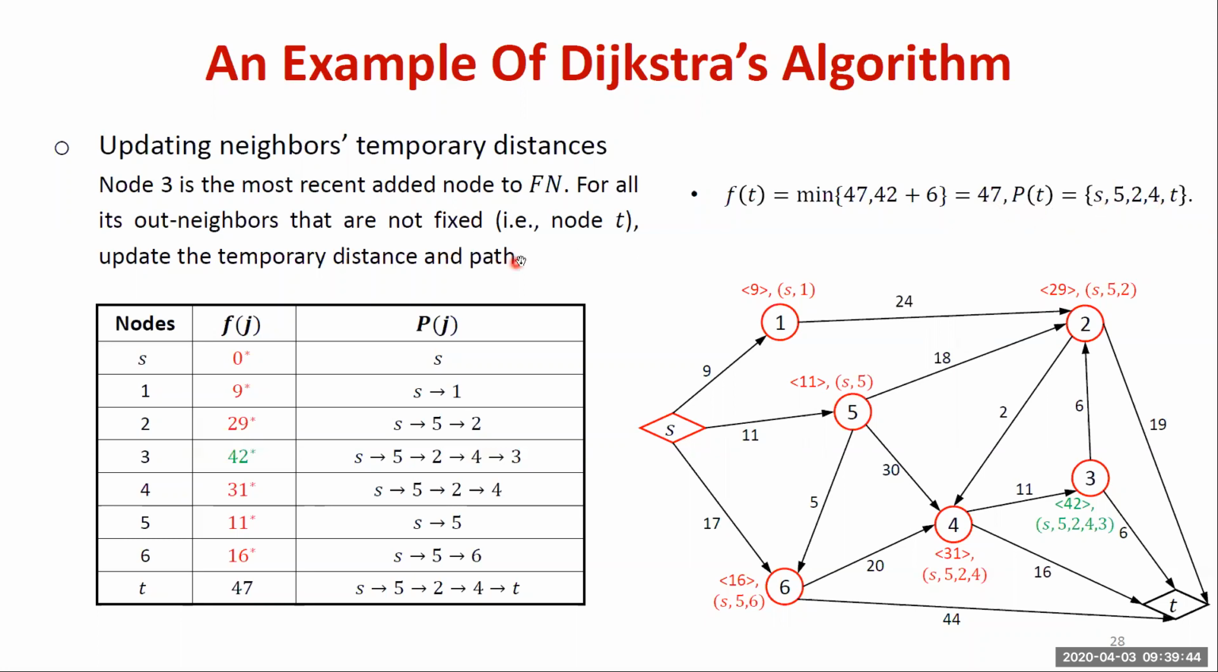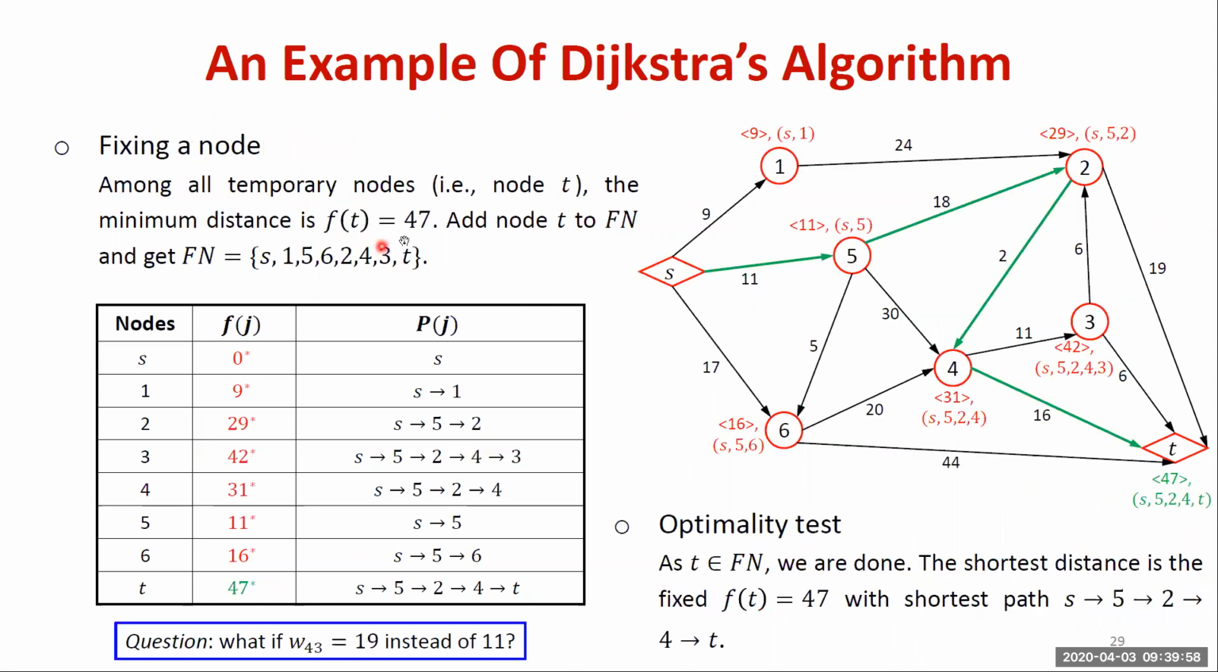That's it. And in the next step, what you do, fix a node, right? Fortunately, here there's only one temporary distance, which is T. So of course, you have only one choice. You're going to fix T. And now you know fT equals 47. And finally, you add a node to the index set of fixed nodes. And you're going to ask yourself whether T is inside. Of course, you just added it. So of course, T is inside. So we're done. That means the shortest distance from S to T is 47 with the path S to 5 to 2 to 4 to T. And mission accomplished.